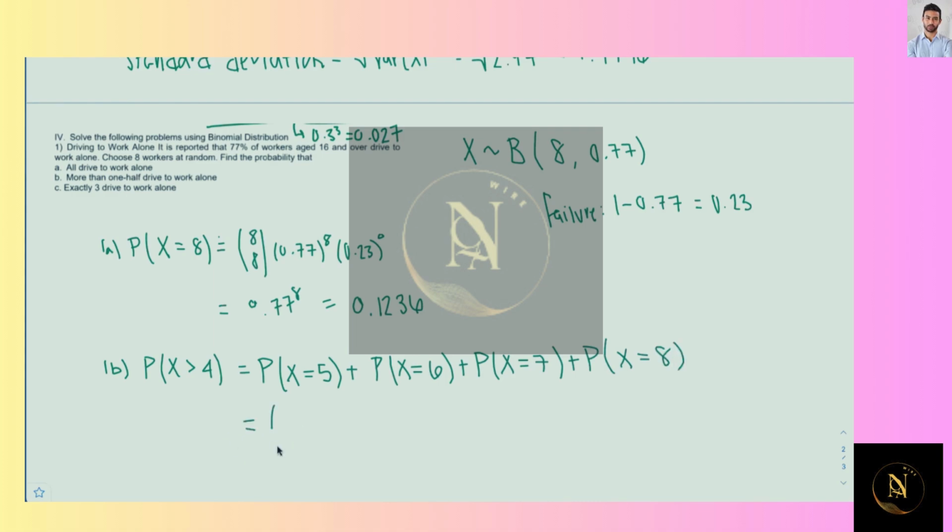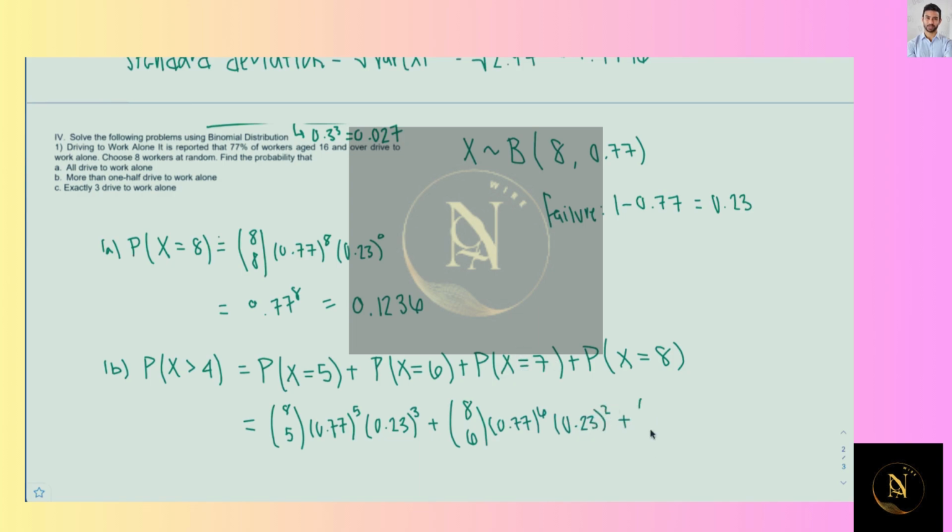So that's going to be 8. Of the 8, I choose 5 of them to have the success, and then 0.77 is the success rate. I want 5 of those. 0.23 is the failure rate. I need 3 of those because there's 8 total people, so if 5 succeed, 3 must fail. Then for a 6, it would be of the 8, I choose 6 to succeed. Success probability 0.77 to 6, and failure probability, there would need to be 2 of them.